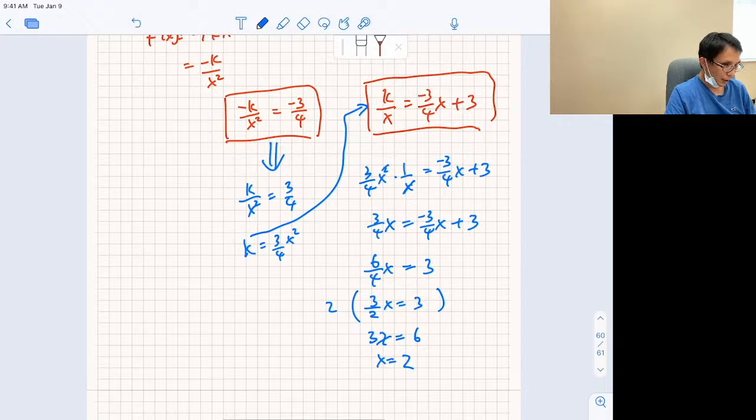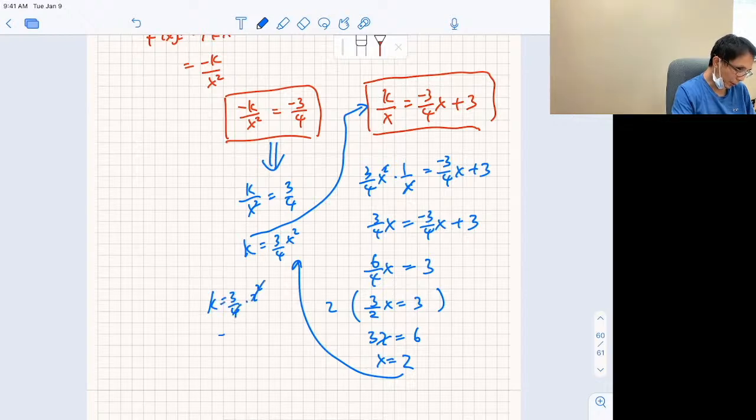X equal to 2. Then you're going to plug this 2 into here. So k is equal to 3 over 4 times 2 squared, which is 4. So k is equal to 3.